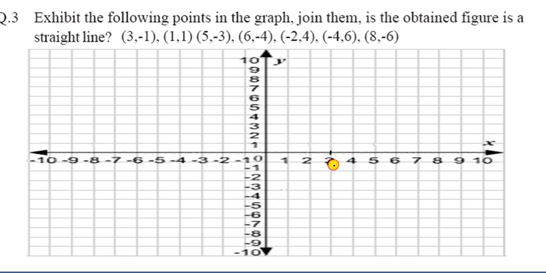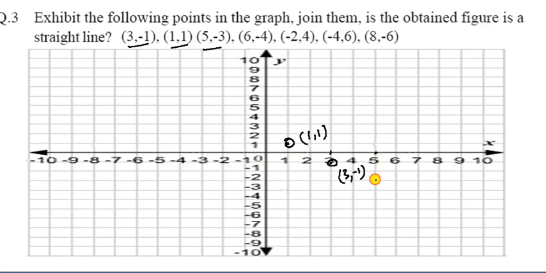So let us see 3, minus 1. Where is 3, minus 1? 3 is given here and minus 1 is here. So you can represent it here. 3, minus 1. Let us see that the first number is completed. Now come to the second number, that is 1, 1. 1 is here and it is 1, 1. So you have to write here 1, 1.